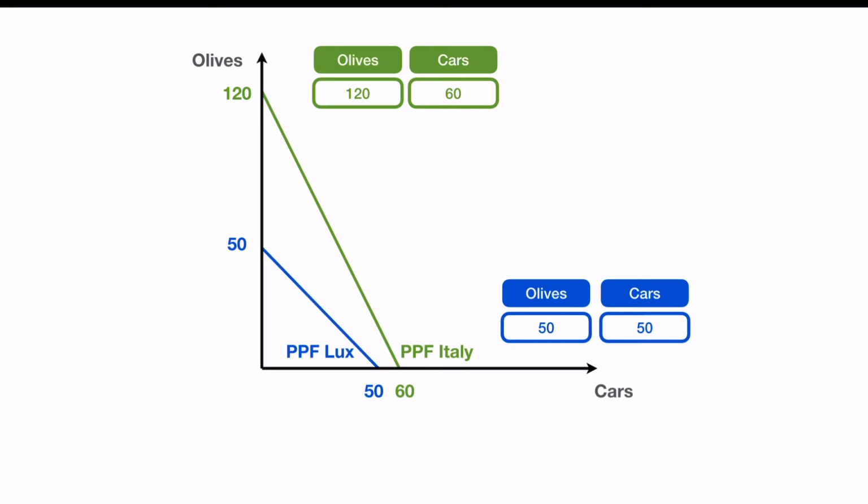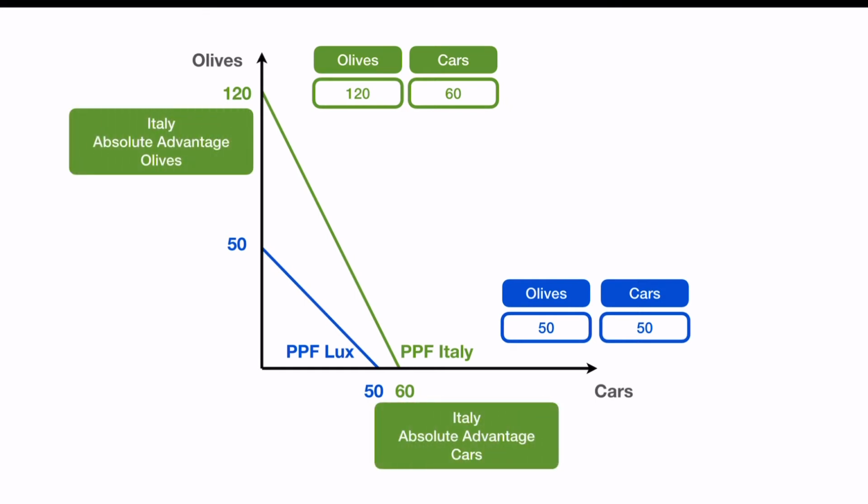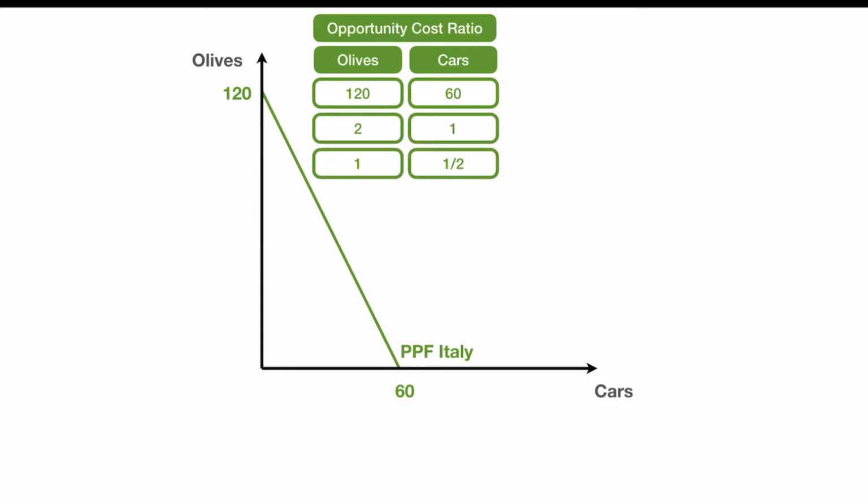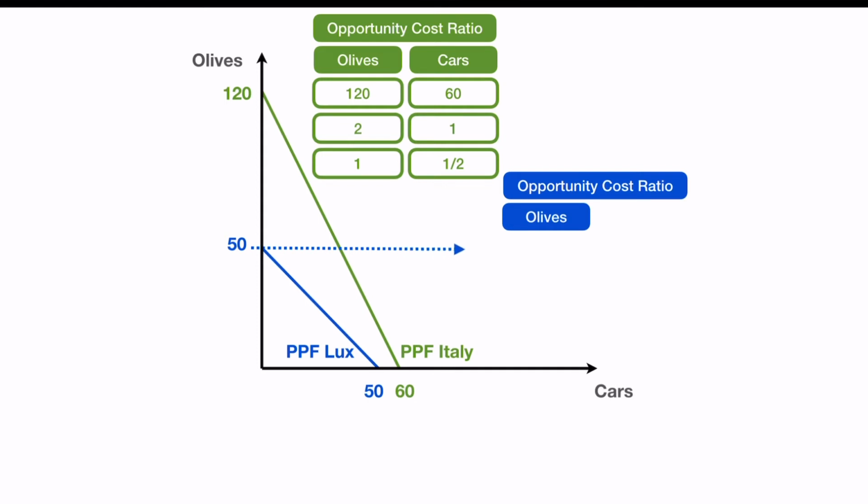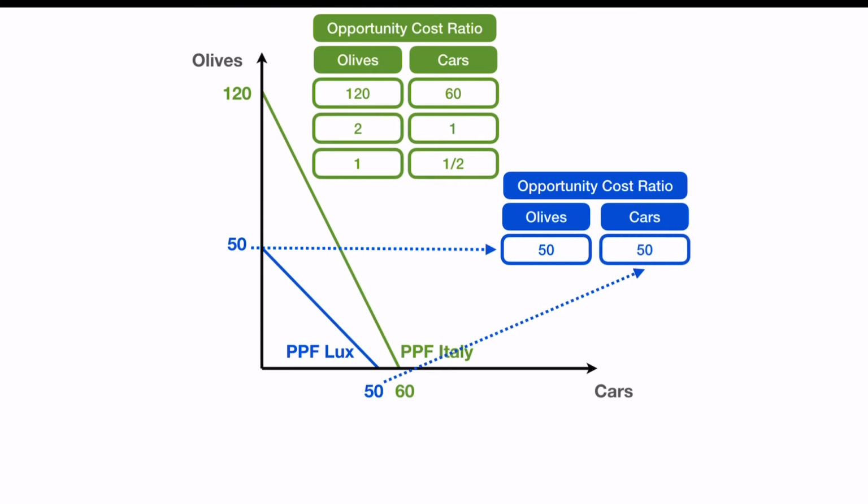But what if one country is better than the other country at the production of both goods? If one country has absolute advantage in production of both goods, is trade still going to be beneficial? Let's look at the opportunity cost ratio for Luxembourg. For every tonne of olives, they would give up 1 car, and vice versa.